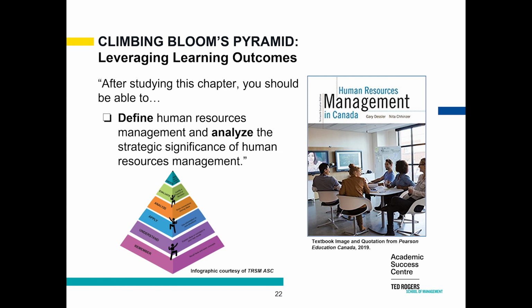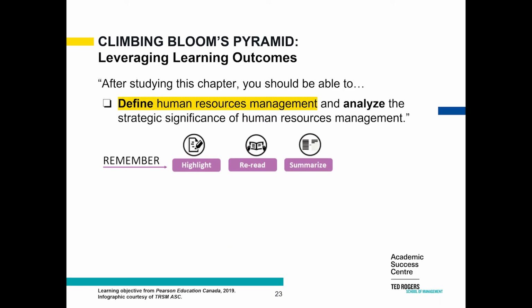We start by being able to define human resource management. We would first read the chapter. When we reread the chapter, we would highlight any relevant material, ensuring we're not highlighting more than 10 to 15% of the chapter. Otherwise, all we'd be able to see when reviewing and summarizing would be neon color of our highlighter. Next, we're asked to analyze the strategic significance of human resource management.